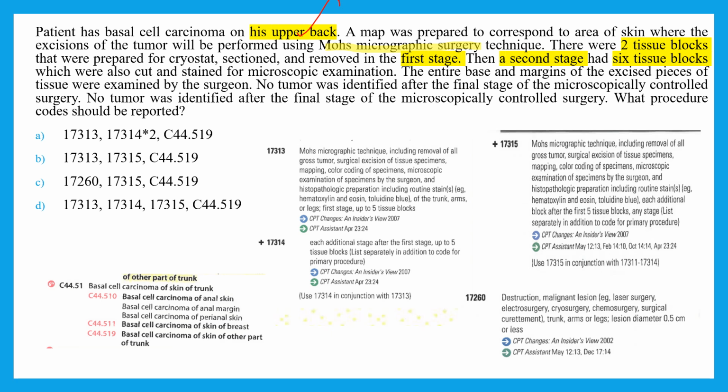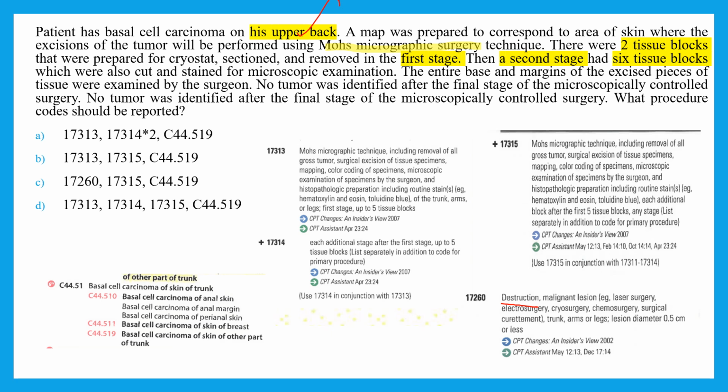Now you need to check. Anyhow, we know that when you have 2 stages, according to the anatomical site you are going to choose either 17311 or 17313, as we have seen in the guideline. So it is not 17260, it's not in our case. Anyhow, if you want to check, you can go and check 17260. This is for destruction. In our case, no destruction takes place.